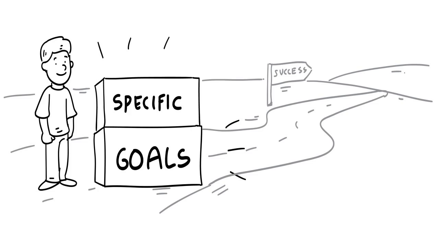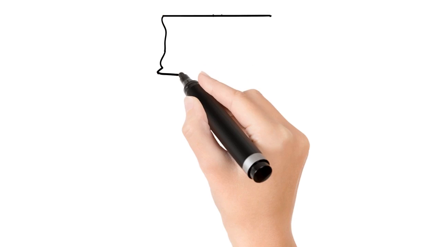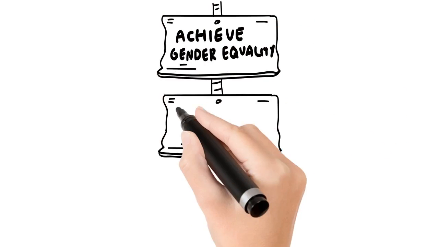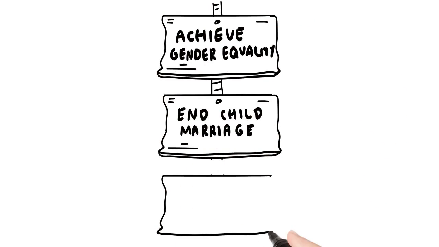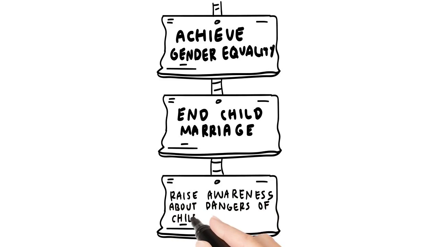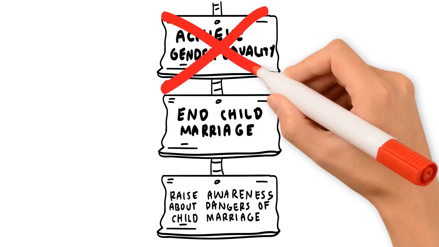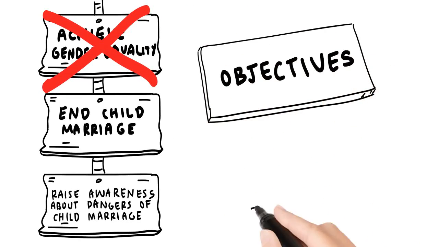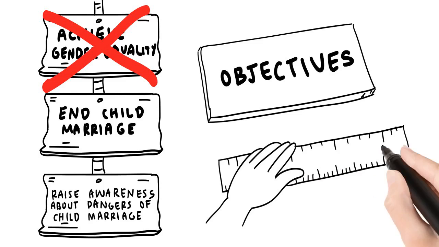Consider the difference between an objective to 1. Achieve gender equality versus 2. End child marriage versus 3. Raise awareness about the dangers of child marriage. The objective to achieve gender equality is much less specific than the objective to raise awareness about the dangers of child marriage. The next question to ask is, how is the objective measured?